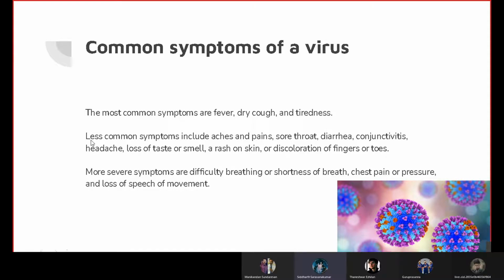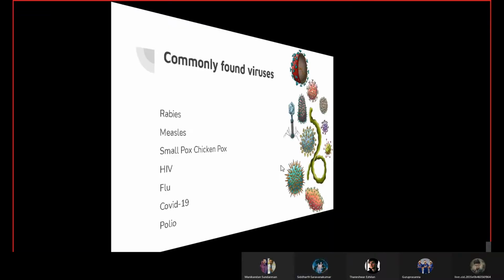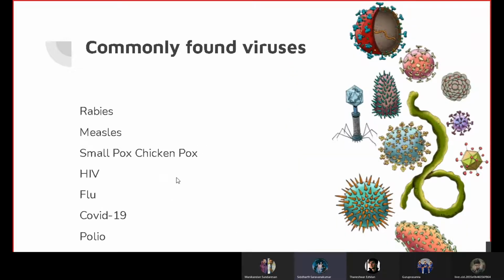These less common symptoms are for more serious viruses that might affect you over a longer period of time, so it's better to get rid of that as soon as possible. And the more severe symptoms, for the viruses that are more dangerous, like COVID-19, are difficulty breathing or shortness of breath, chest pain or pressure, and loss of speech or movement. For COVID-19, it's the breathing part and shortness of breath. Then I have here a small list of commonly found viruses. These include rabies, measles, smallpox or chickenpox, HIV, flu, COVID-19, and polio.